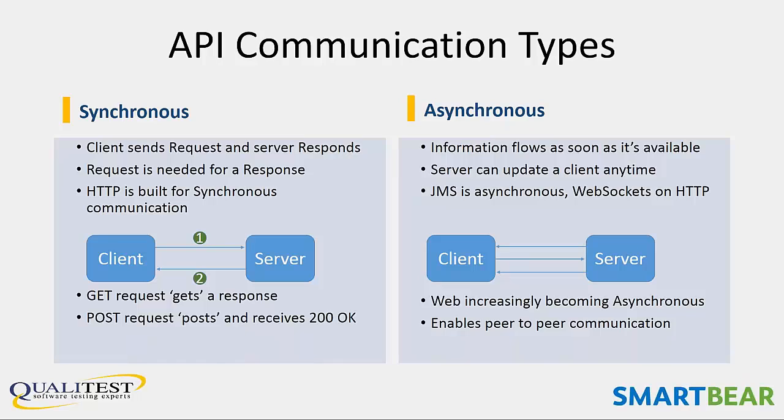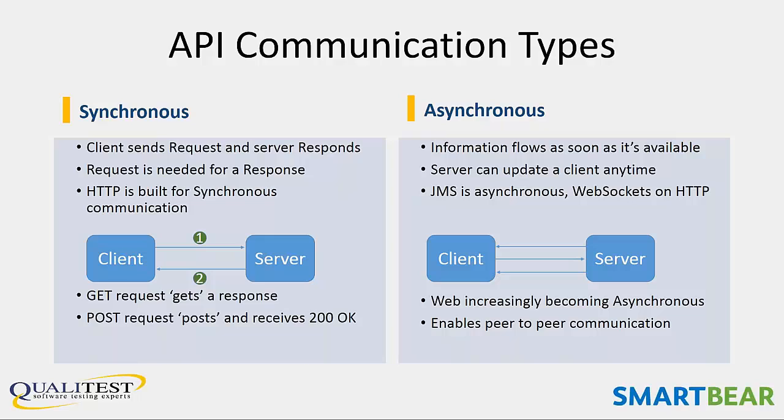There are basically two types of ways in which APIs communicate. One is asynchronous and the other one is synchronous. So what does it mean? By synchronous, we mean that APIs communicating between a client and a server communicate in pairs. You send a request from the client and the server responds with some information or data. Keep in mind that in synchronous communication, a request is always needed before you get a response back.